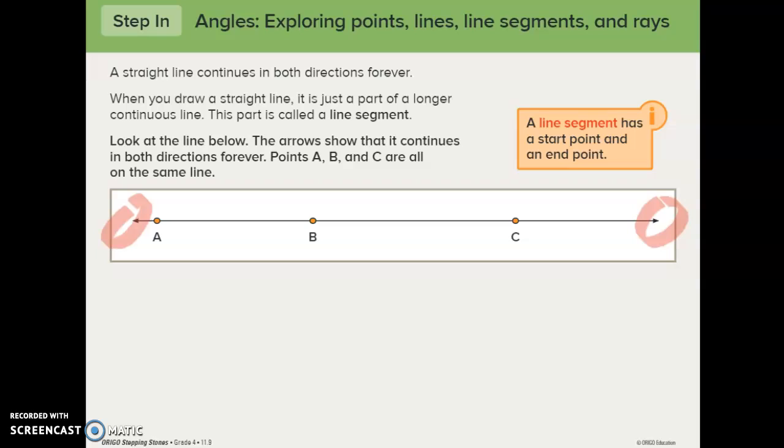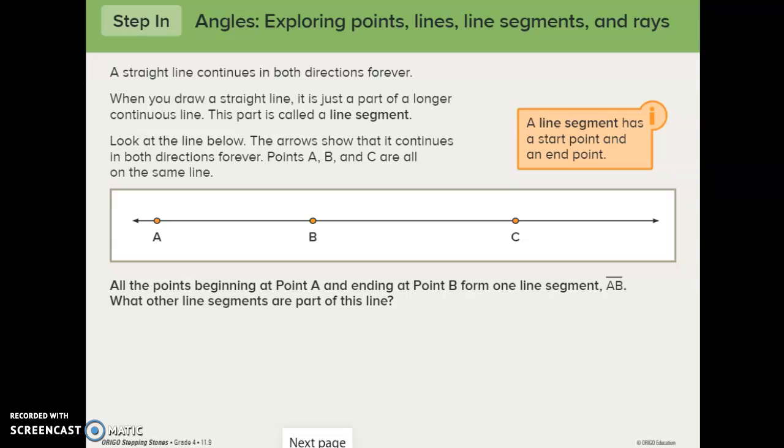Point A, point B, and C are all on this same line. So the points are all on the same line. If you look at the next part, all the points beginning at point A and ending at point B form a line segment, which would be called segment AB. What other line segments are part of this line?